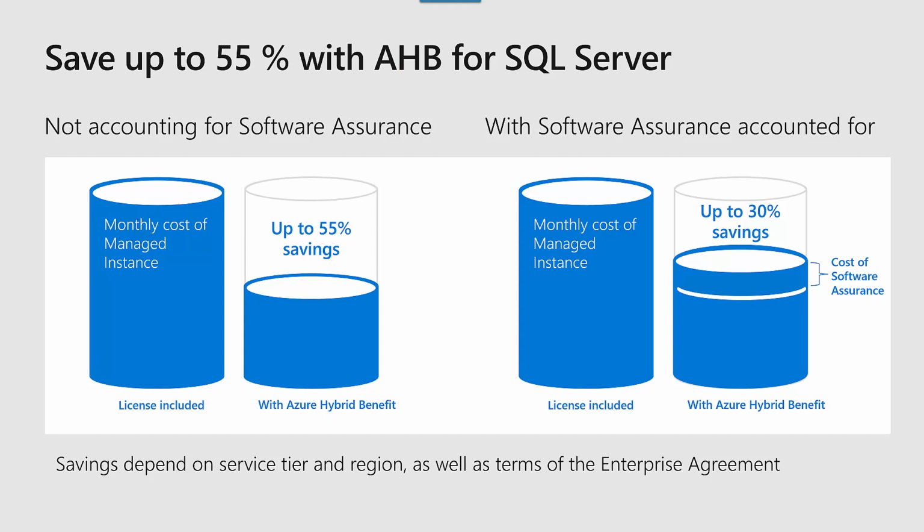Don't worry about software assurance, but the main thing is what MI is, and with Azure Hybrid Benefit, you can say up to 55% saving. It's a massive, massive saving that you get only on Azure.